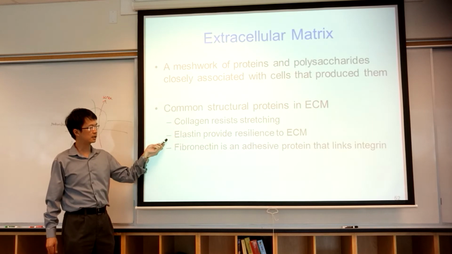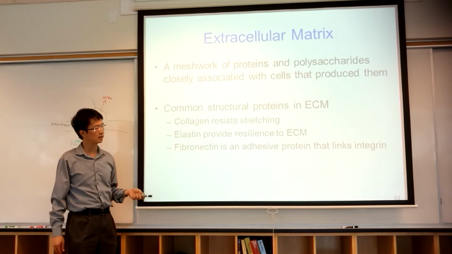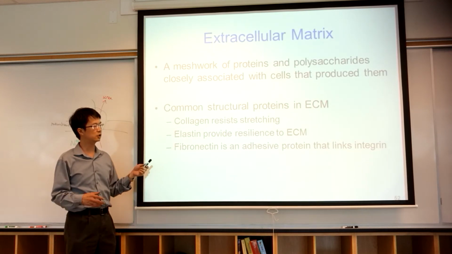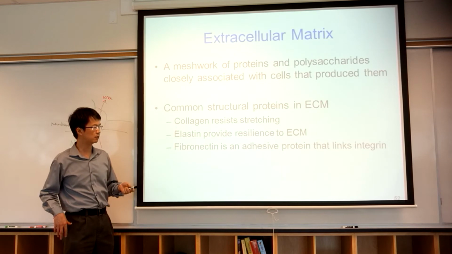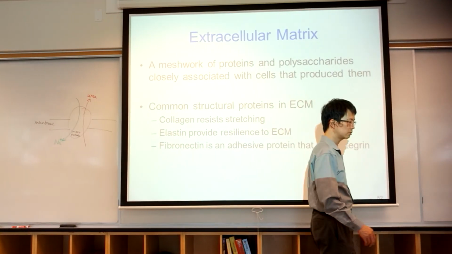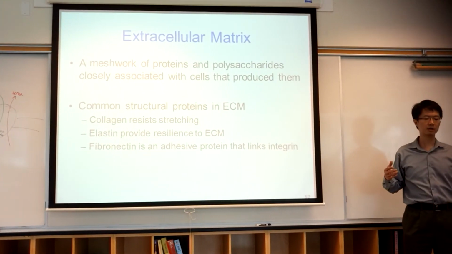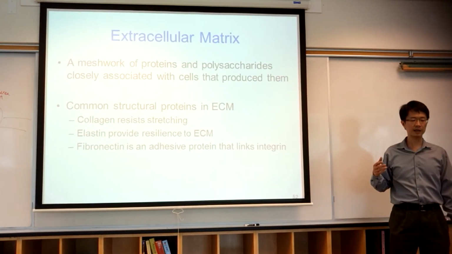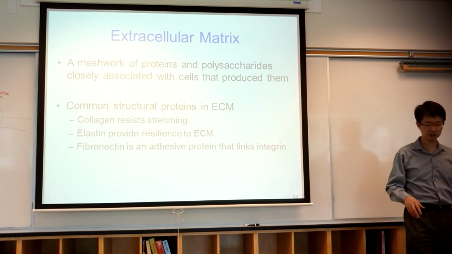And then elastin, as the name suggests, it is elastic. It makes the tissue more elastic. Fibronectin is an adhesive protein that links integrin. So the molecules that you find in ECM can link other molecules together. It can link integrin in this case.